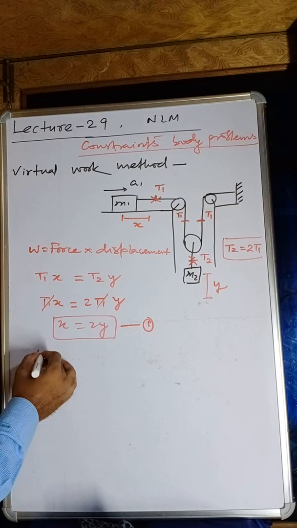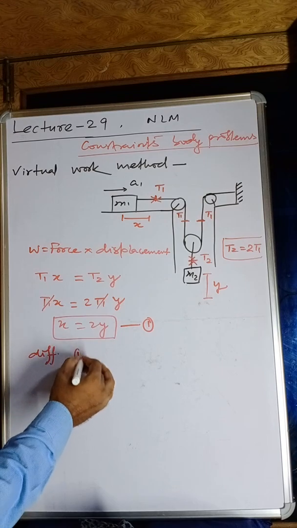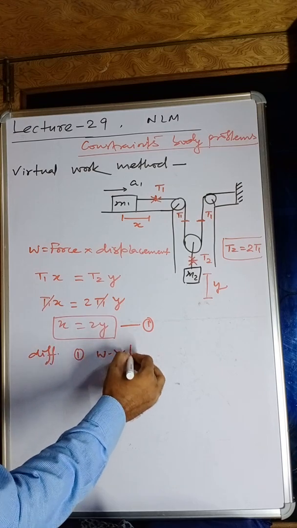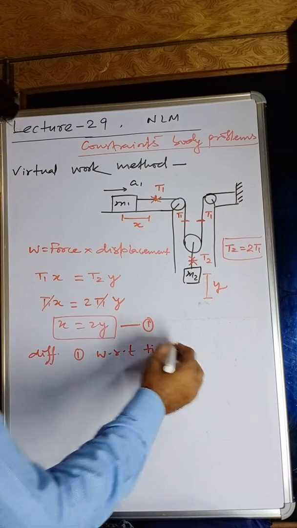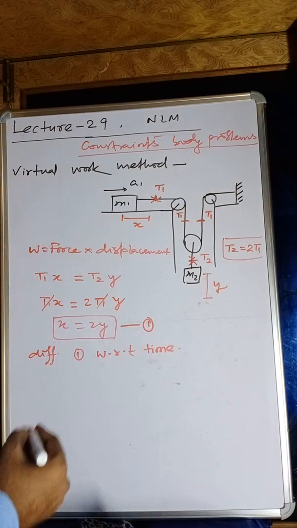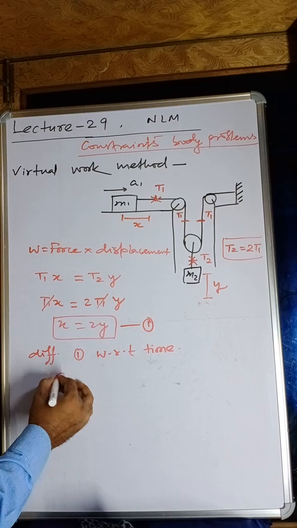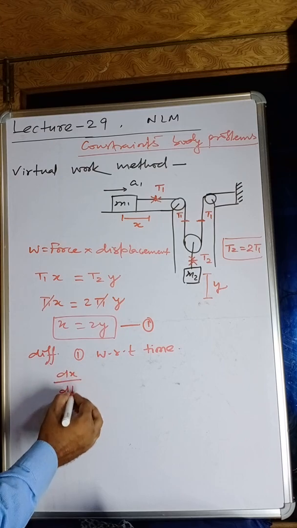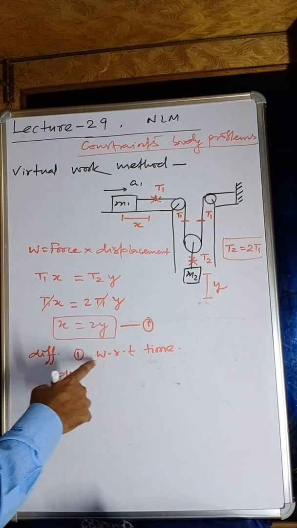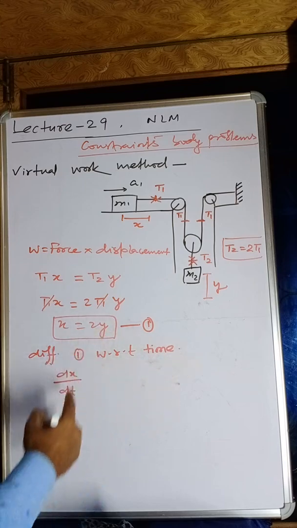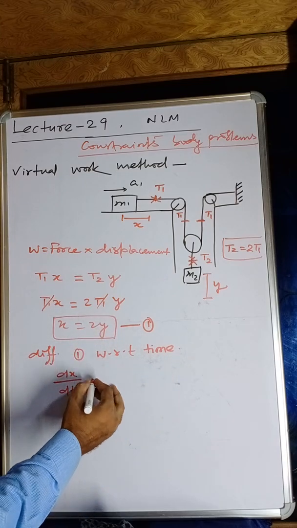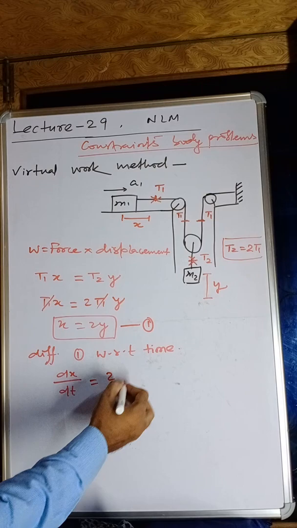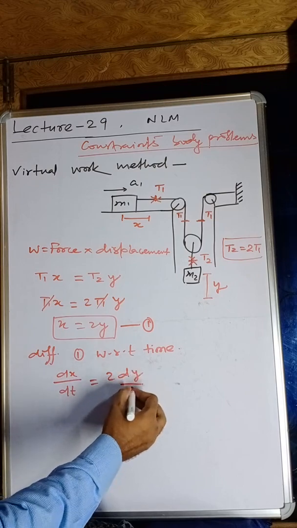So, differentiate equation 1 with respect to time. You have studied this in kinematics. Alright, we are going to use that concept. Here dx by dt, differentiate equation 1 with respect to time, both sides. So here dx by dt is equal to twice, the constant will be out, dy by dt.